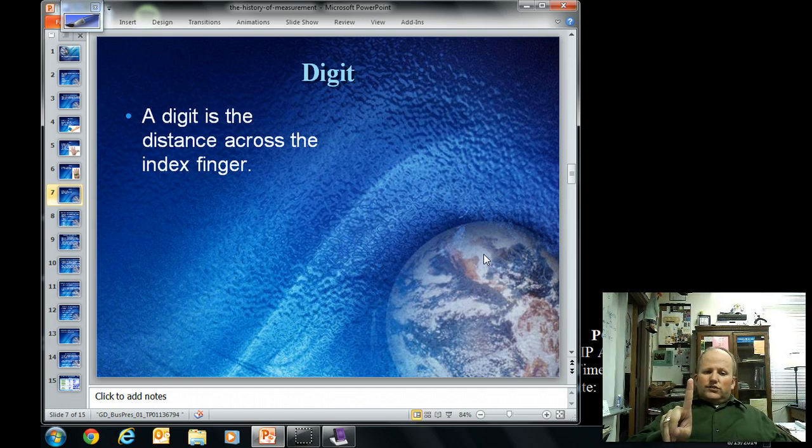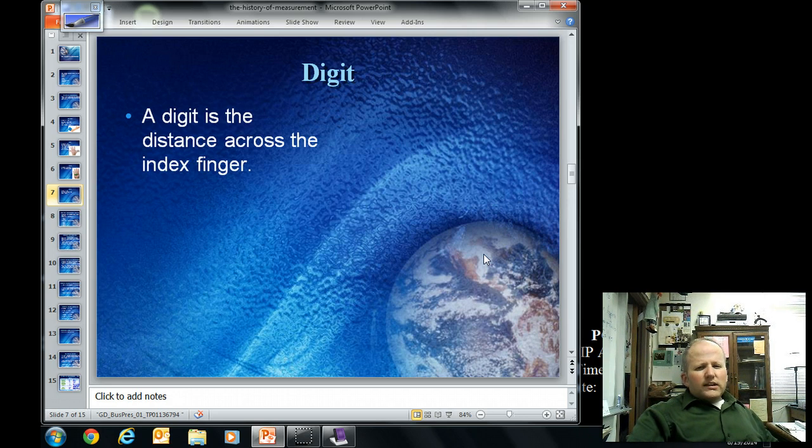So what people could do was they could measure things in digits. If that wasn't efficient, they could use palms and measure. If that wasn't going fast enough, they could measure things in spans. And if that wasn't getting the job done fast enough, they could start measuring in cubits and measure how many cubits it took to get something measured.